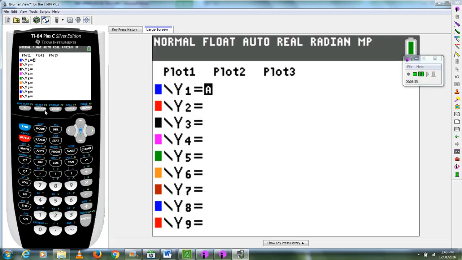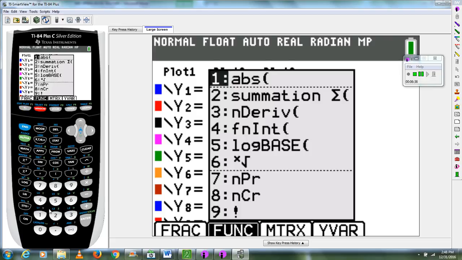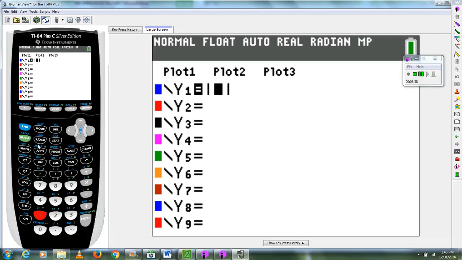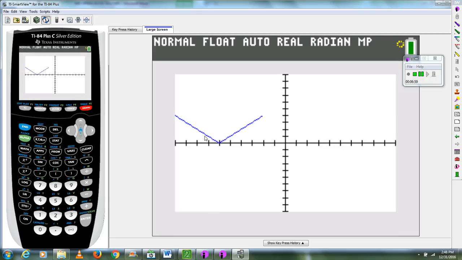To get the absolute value symbol, we do alpha window, option 1, and then the variable x plus 6. So this is the absolute value of x plus 6, and then y2 will be negative 8. Now you have your y1 and your y2. Go ahead and hit graph. Your y1 will be the absolute value graph, which looks like a V shape, and your y2 is just a horizontal line from left to right.